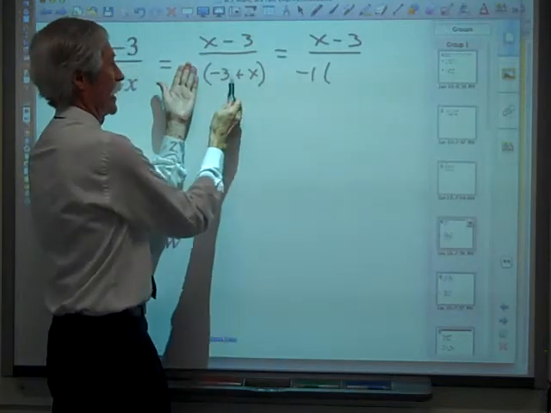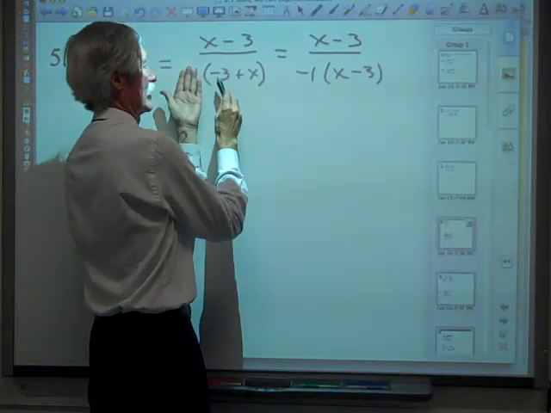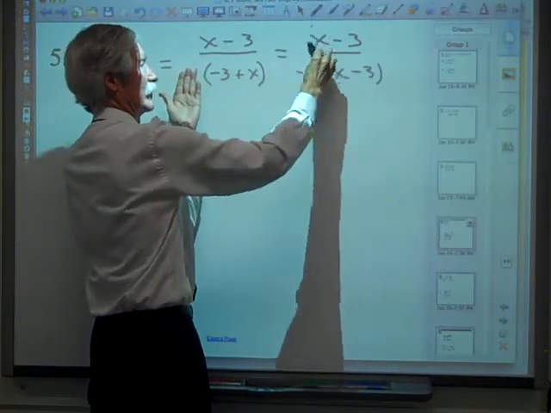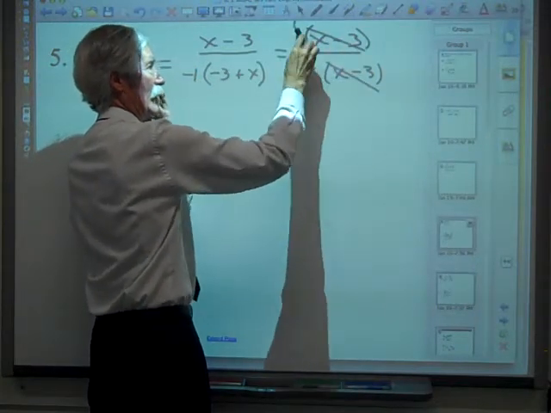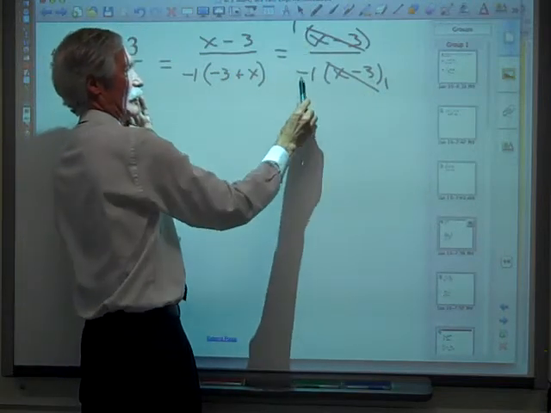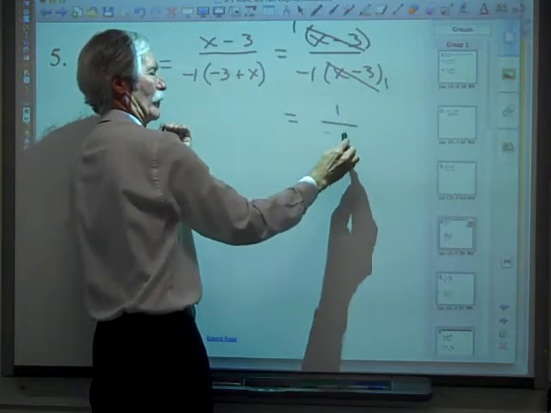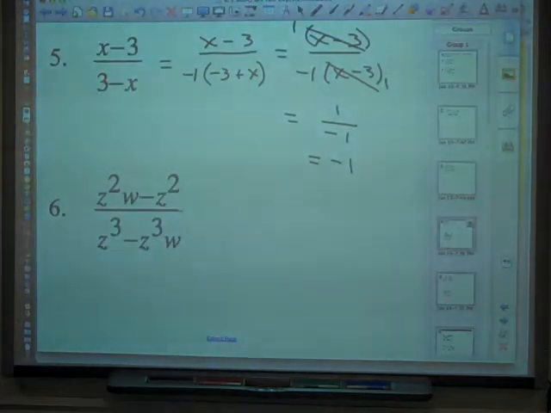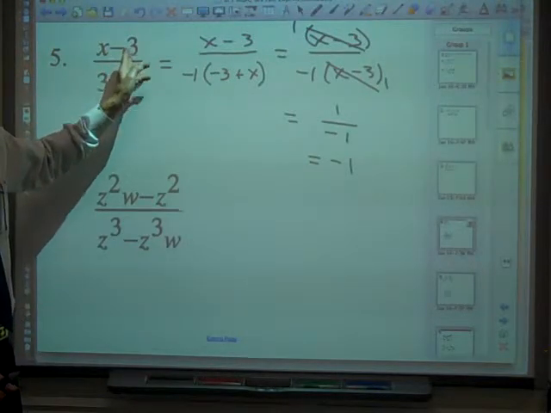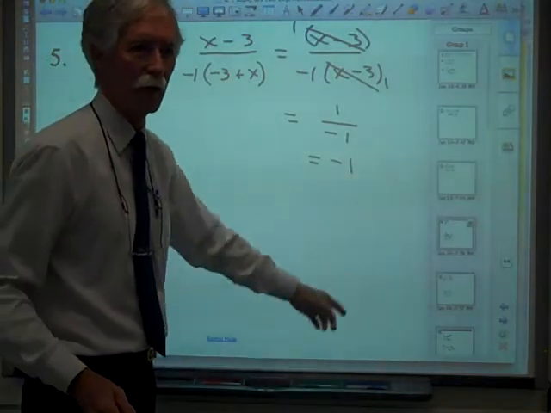Because you'll see, if I rearrange these and put the positive x first and the minus 3 last, what do you notice now? So it's exactly this. Now these two are exactly the same. I can cancel them. And what's left? 1 over... what's a minus 1 times 1? Which is? Negative 1. This will happen every time you get the guys exactly the same, only backwards. They will always reduce to negative 1.